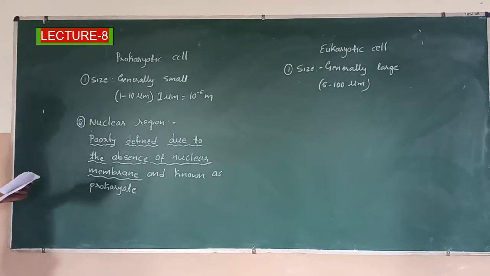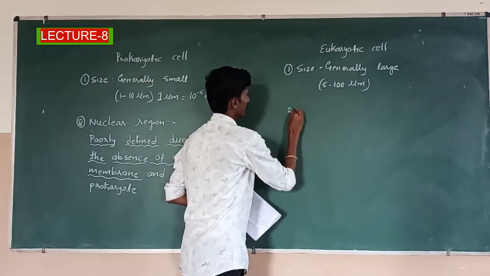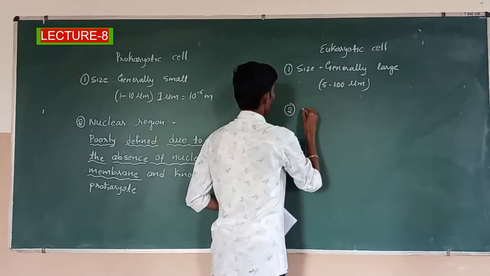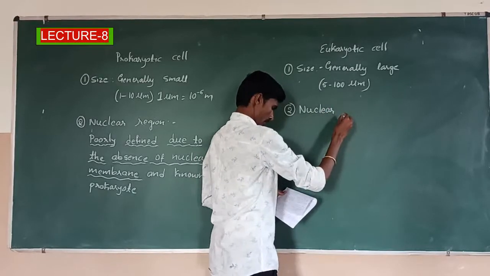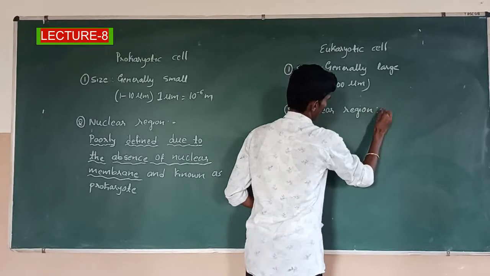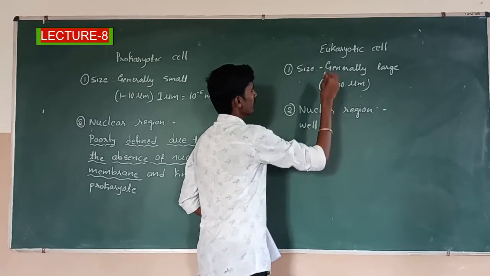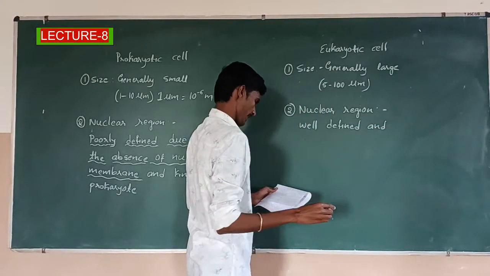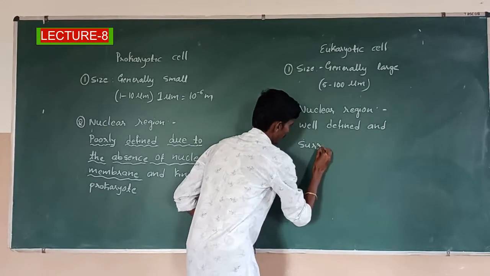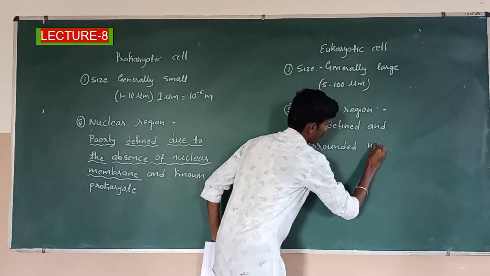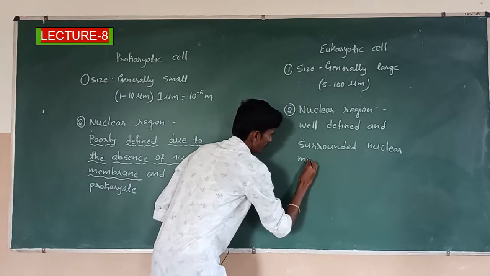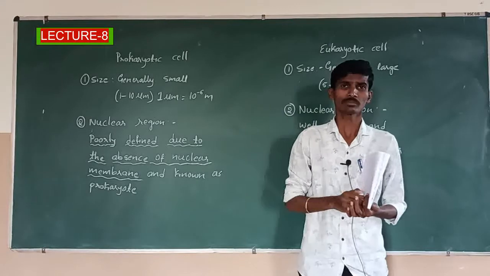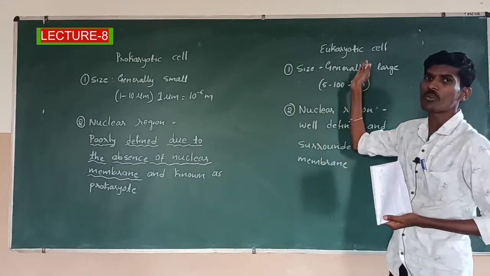In a eukaryotic cell, the nuclear region is well defined and surrounded by the nuclear membrane. In a eukaryotic cell, the nuclear region is well defined and also surrounded by the nuclear membrane. So it is a characteristic of a eukaryotic cell.